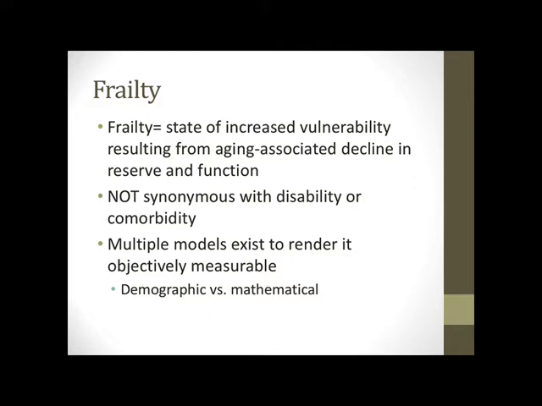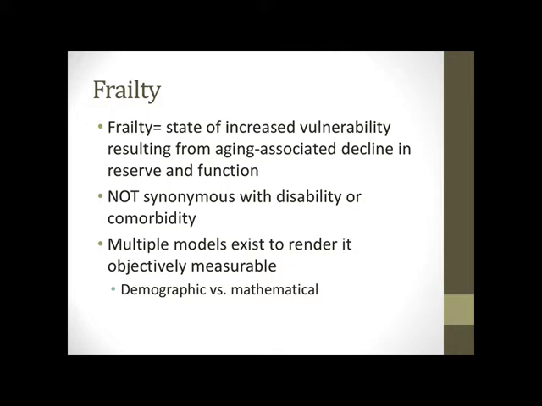But frailty actually has a definition. Frailty is a state of increased vulnerability resulting from aging-associated decline in reserve and function. It's not synonymous with disability or comorbidity. For example, somebody who's disabled, somebody in a wheelchair, might be in the Paralympics and is not at all frail. They're actually very robust. Somebody with a lot of comorbidities, a lot of medical problems, may also be robust. They may still be walking, they may still be playing golf, so that person may not be frail. These things are not the same.